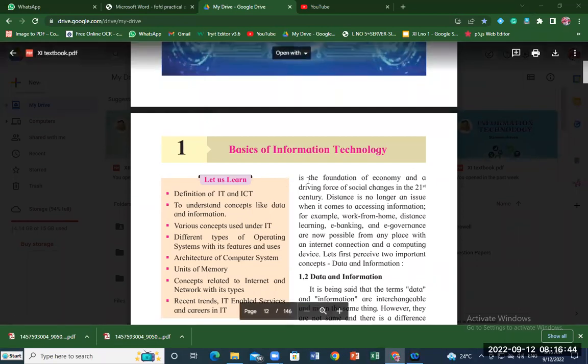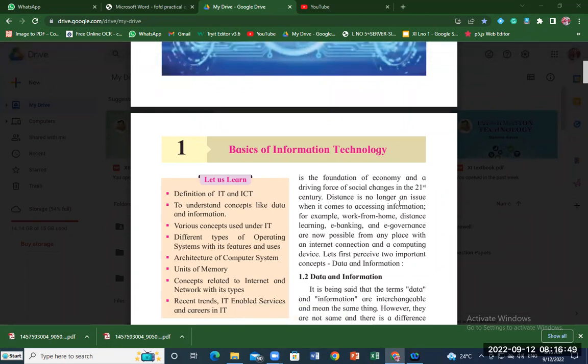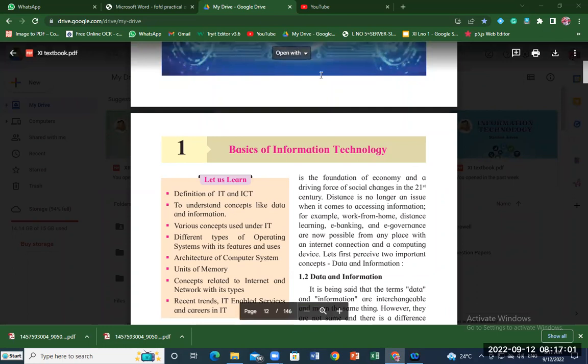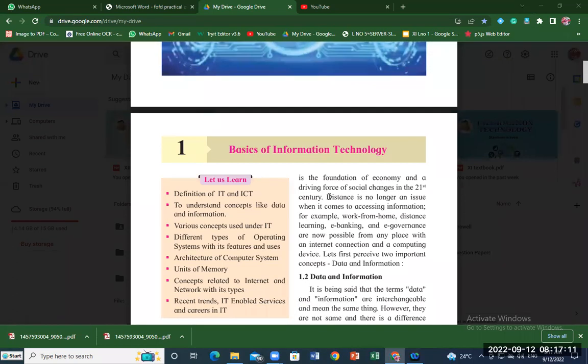Correct? That gives me the force for social changes in the 21st century. Okay, ICT is a foundation. Just remember this: distance is no longer an issue when it comes to accessing information. So distance doesn't matter here. I can sit here and learn or get a degree from Oxford University, right? I can do that because distance is no longer an issue.